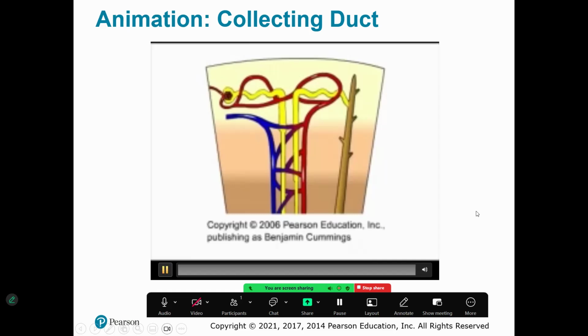The filtrate enters the collecting duct. As it moves down the collecting duct, it passes through a region where the surrounding fluid has a higher and higher solute concentration. Water leaves the collecting duct by osmosis, concentrating the remaining filtrate into urine.